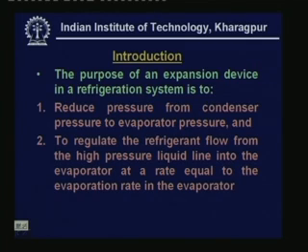Now the evaporation rate in the evaporator is proportional to the load on the system. So when the refrigerant load on the system increases, the flow rate should be increased, and when the load reduces, the flow rate should be reduced. So one of the main purposes of the expansion device is to of course reduce the pressure from the condenser pressure to evaporator pressure, which can be achieved easily. But the second task, that is to regulate the flow according to the needs, is more difficult. But this is also a function of the expansion device.